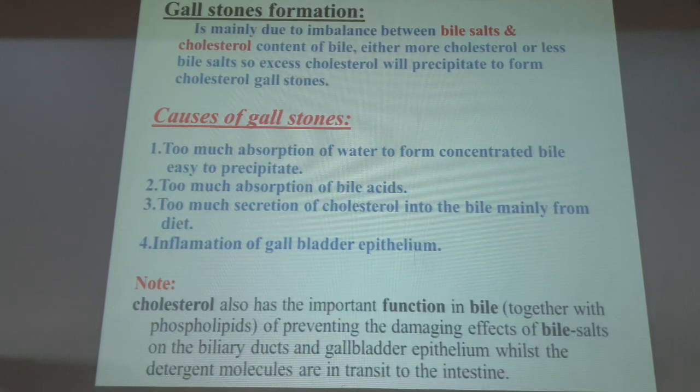What will prevent the damaging effect of bile salts on the biliary duct and gallbladder epithelium? This is by the effect of cholesterol. So cholesterol is here to prevent the ductal cells and the gallbladder epithelium from the damaging effect of bile salts and bile acids. Got that? This is an important function of cholesterol.